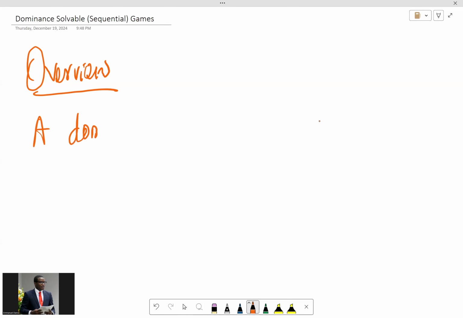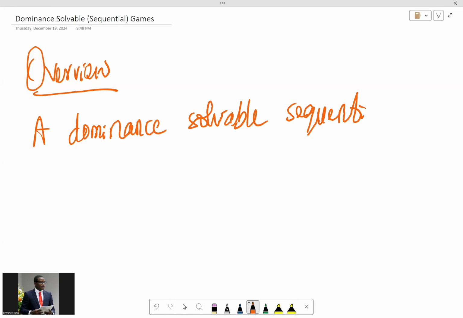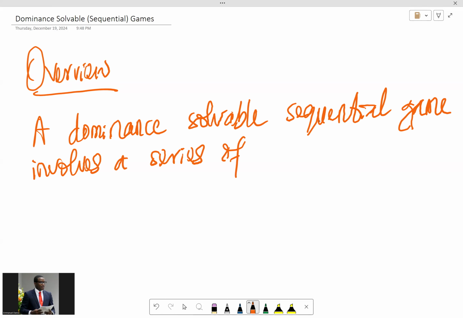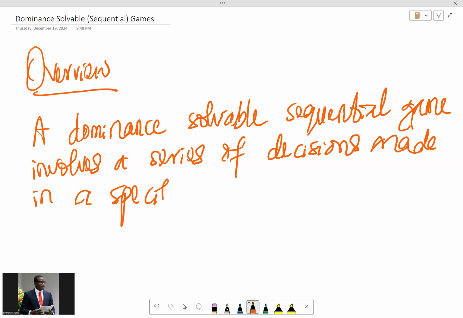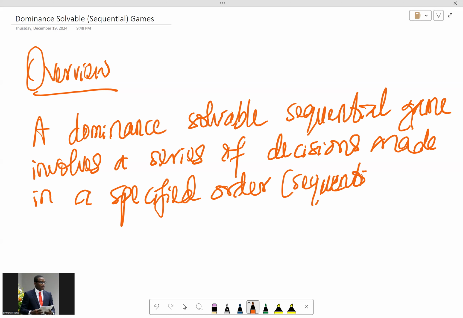So a dominance solvable sequential game involves a series of decisions made in a specified order. That is what makes it sequential. So that is where sequential comes in. Okay. So that's the sequential part.